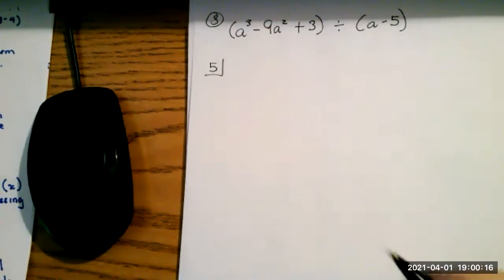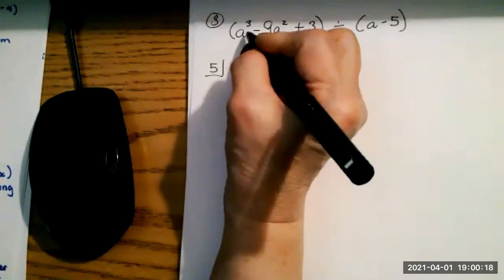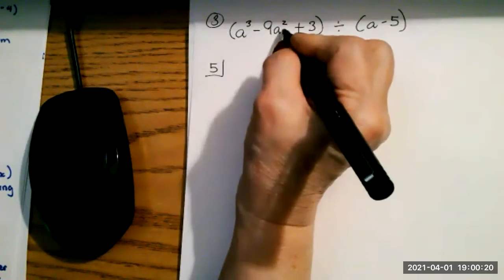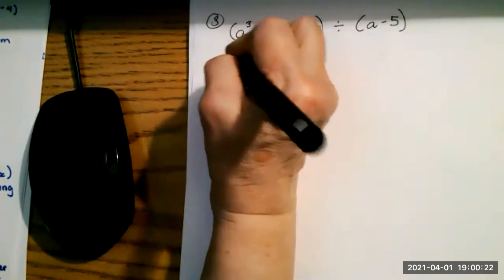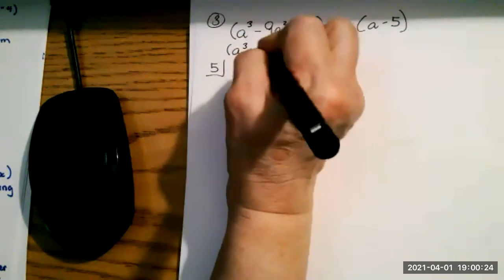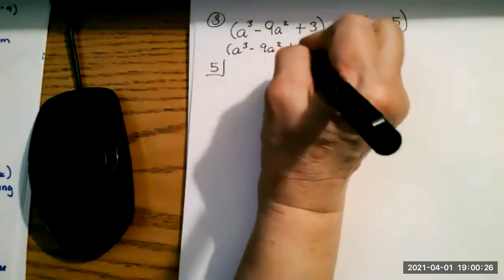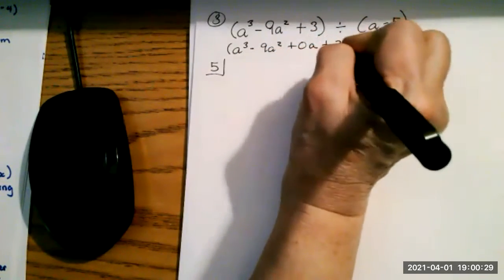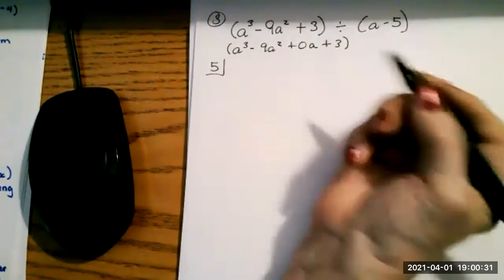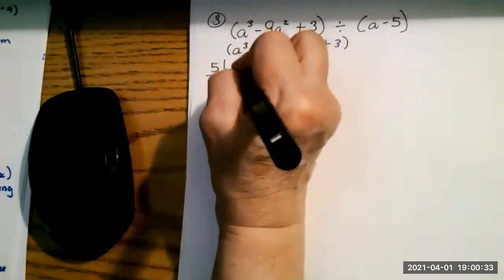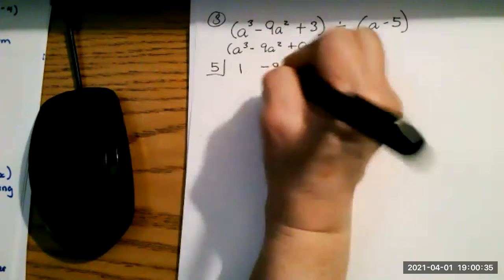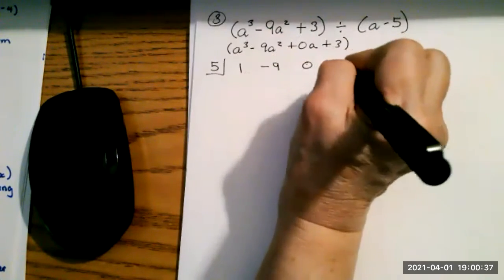Now something's wrong with this dividend. You need an a to the first. So it's a cubed minus 9a squared plus 0a plus 3. I need to be sure to put the 0 in there or I won't get the right answer. 1, negative 9, 0, 3.